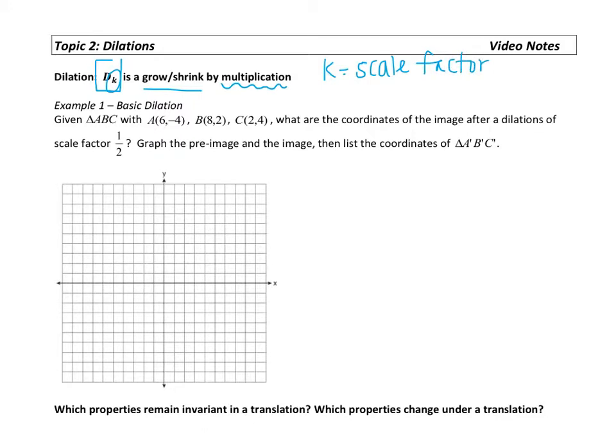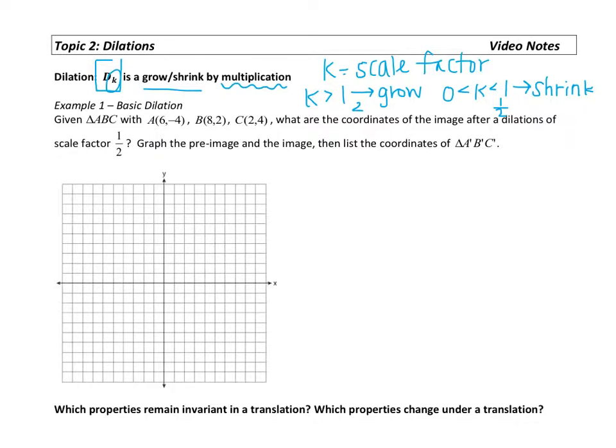A scale factor can be positive or negative. It can also be greater than 1 or smaller than 1. So if k is greater than 1, the figure will grow. If k is between 0 and 1, then the figure will shrink. For example, if we were looking at 1/2, the figure would shrink. If we were looking at a scale factor of 2, the figure would grow.